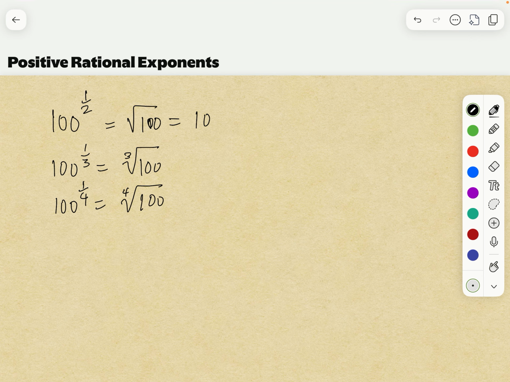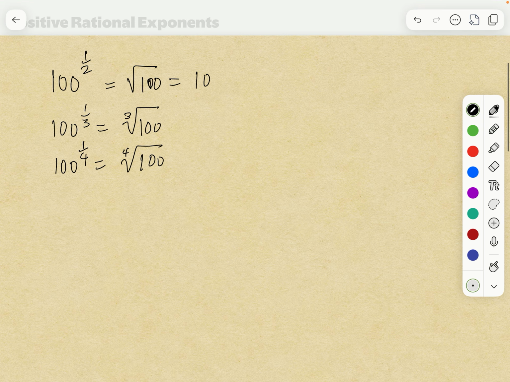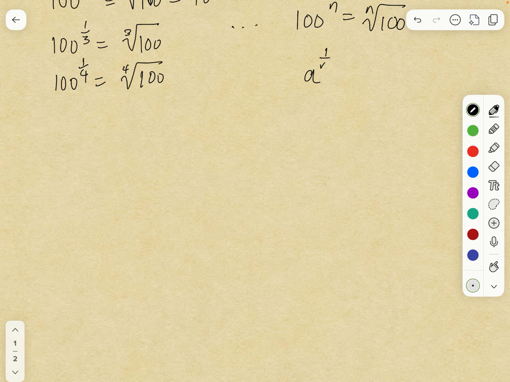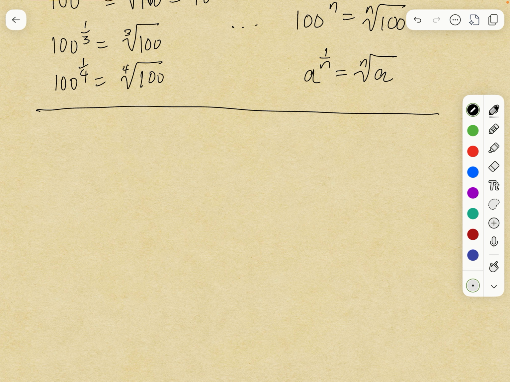and so on. Now we're going to extend this. So in general, 100 to the 1 over n power is the nth root of 100. And in fact, if a is any positive number, a to the 1 over n power is defined to be the nth root of a. Now we're going to talk about something like 100 to the 3/2 power.